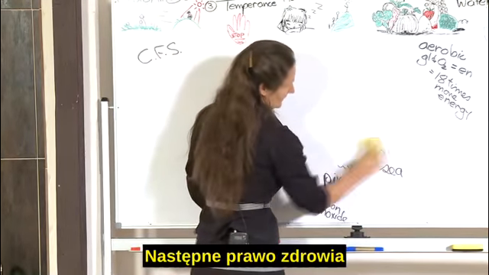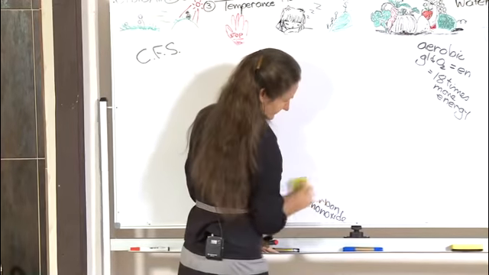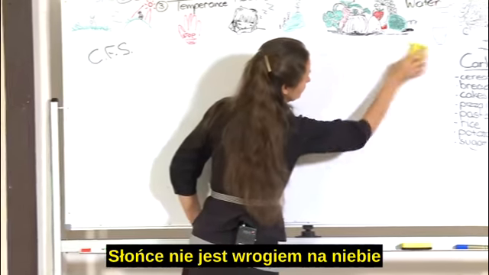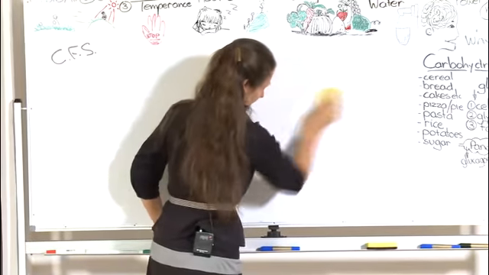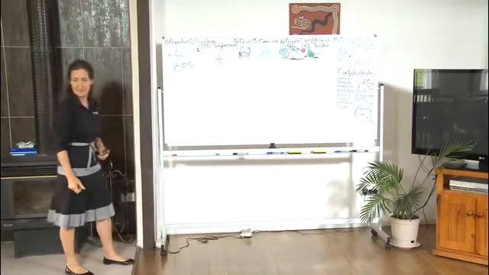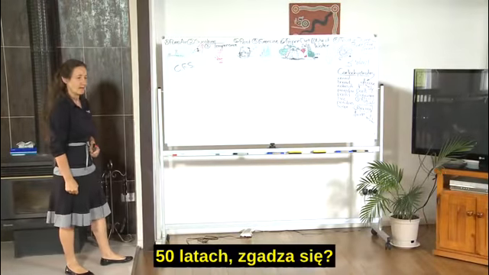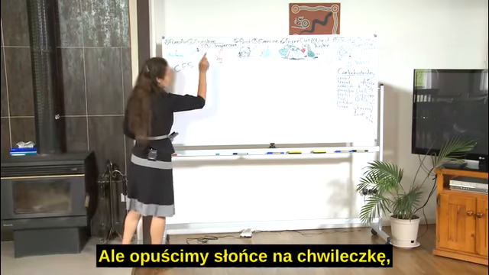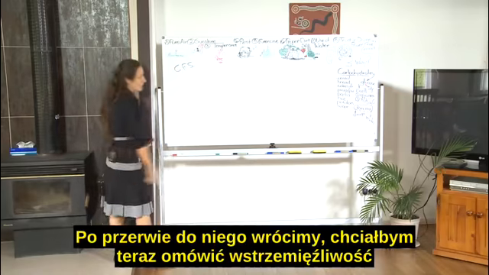The next law of health is sunshine. The sunshine is not the enemy in the sky. He's only been hailed as the enemy in the sky for about the last 50 years, is that right? But we're going to miss sunshine for a minute, and after the break we're going to come back.